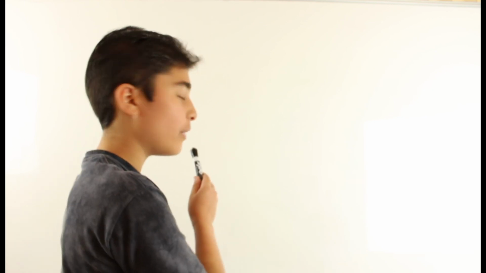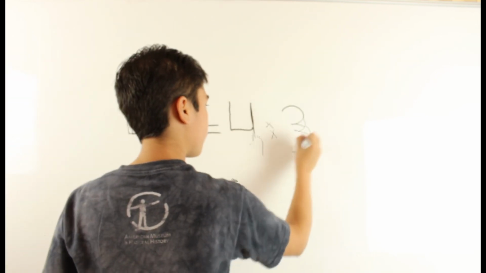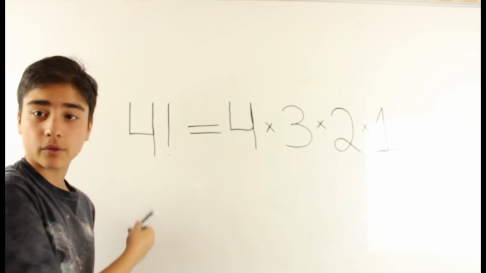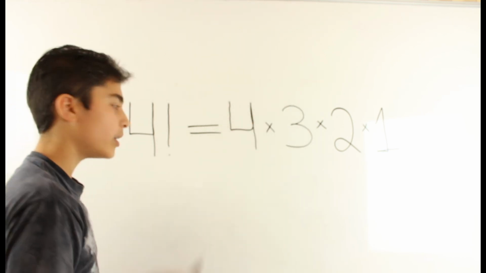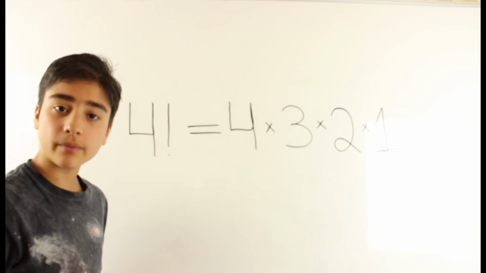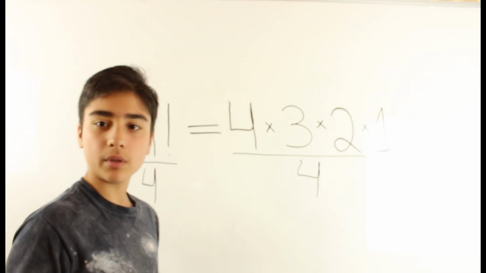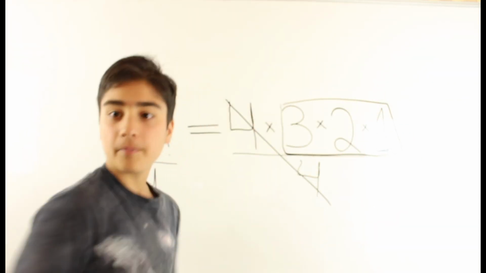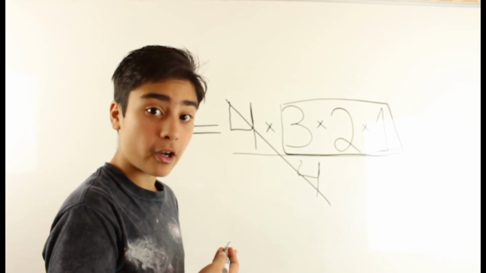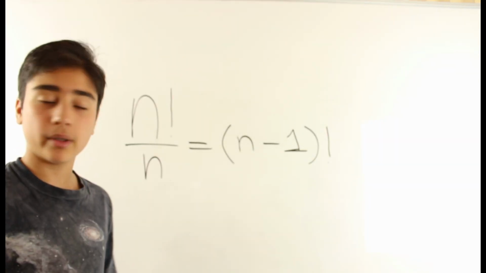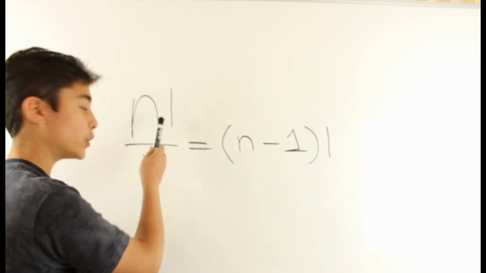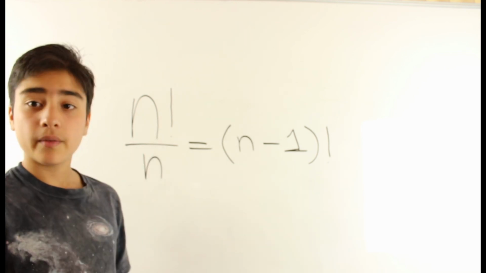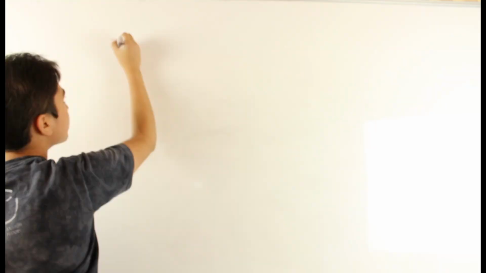Let's try the same thing with 4 factorial now. Okay, that's correct. 4 factorial is 4 times 3 times 2 times 1. But now let's divide it by the number we're taking the factorial of, 4. Well, the 4's can cancel out, and now we're just left with this. That's 3 factorial. Do you see the pattern now? This pattern works for every number. As you can see by this formula, if you take the factorial of a number and divide it by that number, then you'll get that number minus 1 factorial. Let's use that formula to continue the pattern all the way to 0 factorial and see what happens.